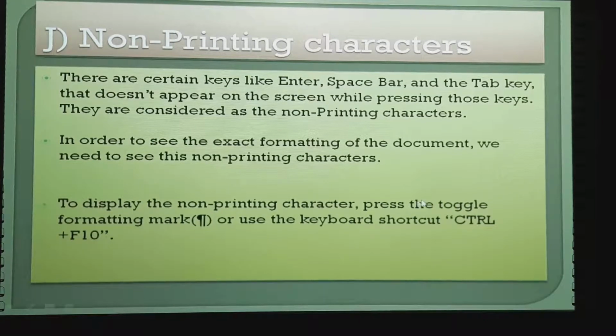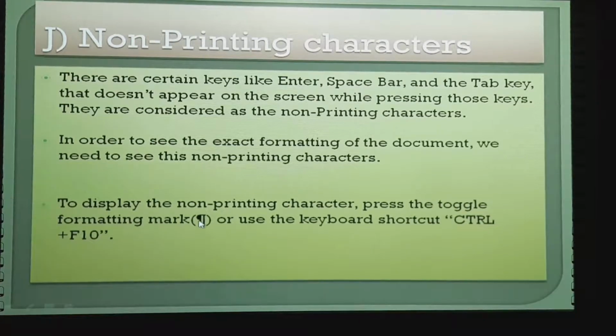To display the non-printing characters, we need to select the toggle formatting mark. You might have seen this mark while inserting textual content into a document. So this is known as the toggle formatting mark. Using this mark only, we can see the locations where the enter, spacebar and tab key have been pressed. Since they do not appear on the screen, they have to be represented by the toggle formatting mark.